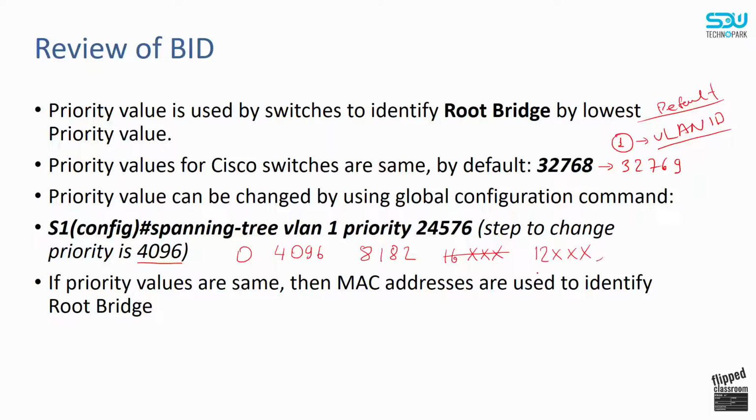Okay. If priority values are the same, then MAC addresses are used to identify the root bridge. The lowest MAC address will give the best result.